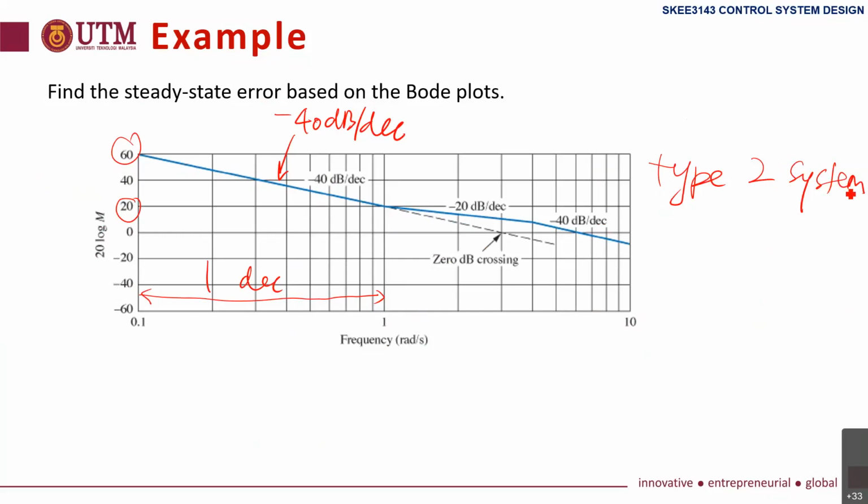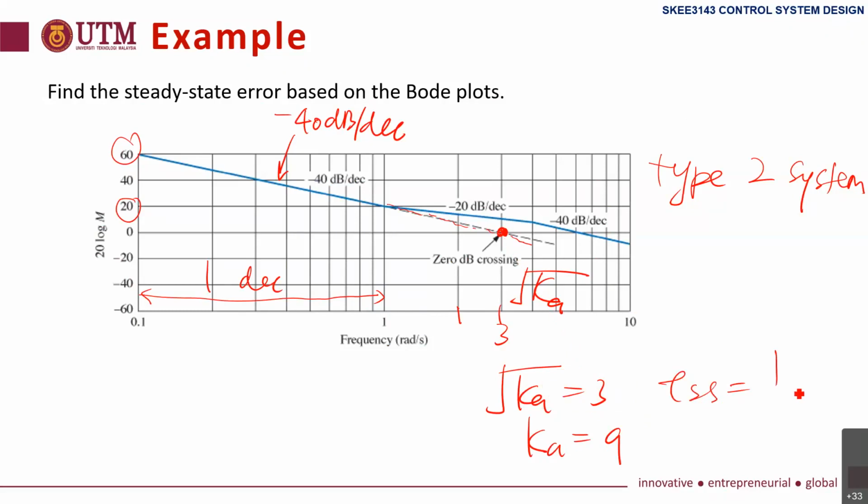And if we make a line towards 0 dB, we want to find the 0 dB crossing. This value here is square root Ka. This is 1, 2, 3. Square root Ka equal to 3. So Ka equal to 9. Okay? And error is 1 over Ka, 1 over 9.